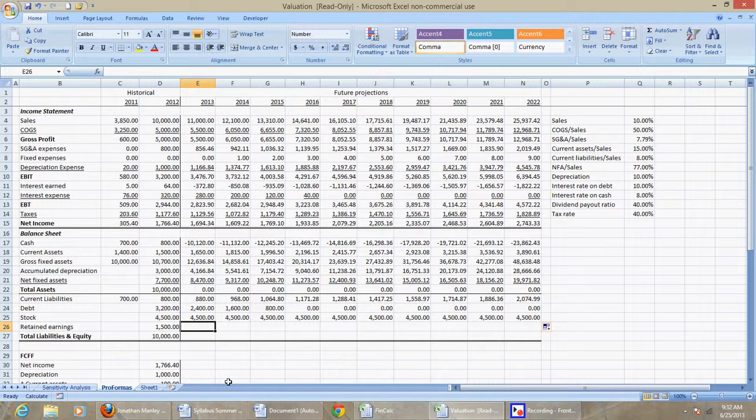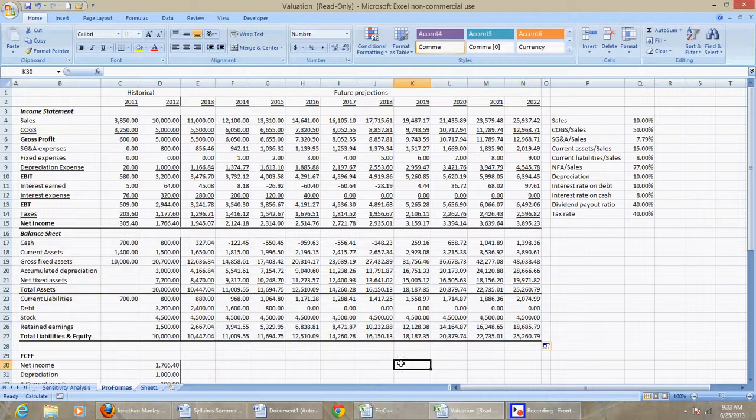Retained earnings is last year's retained earnings plus the amount retained this year, which is my net income, times 1 minus my payout ratio, and my total liabilities and equity. Just sum this up right here, and now we can copy these two numbers over.